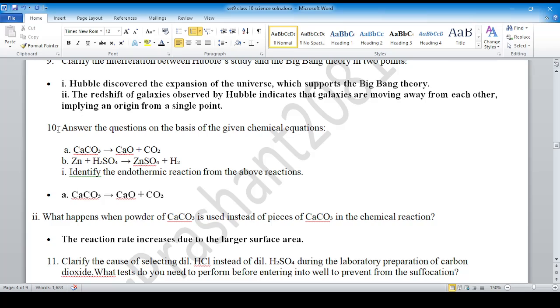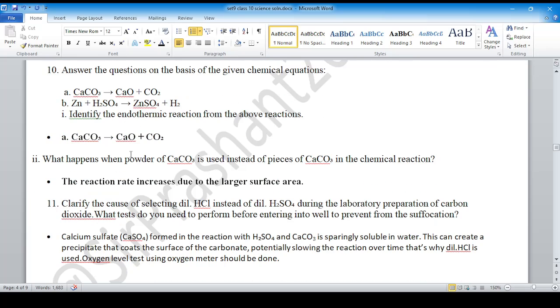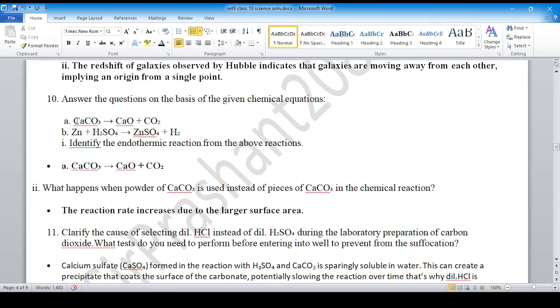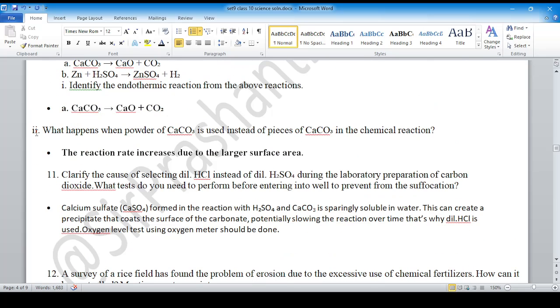Question number 10, you can see the chemical reactions. Accordingly, identify the endothermic reaction from the above reactions. So this one is the endothermic, and this is a decomposition reaction. Okay. For Roman number 2, the answer is given here.